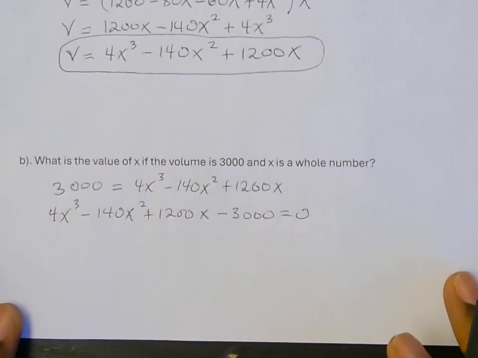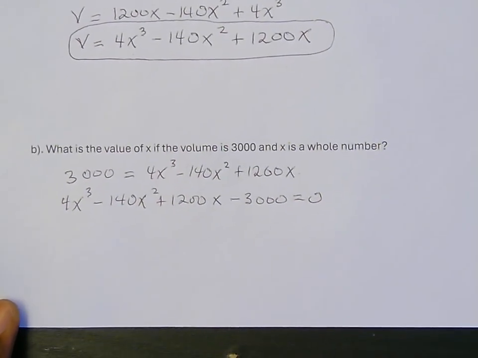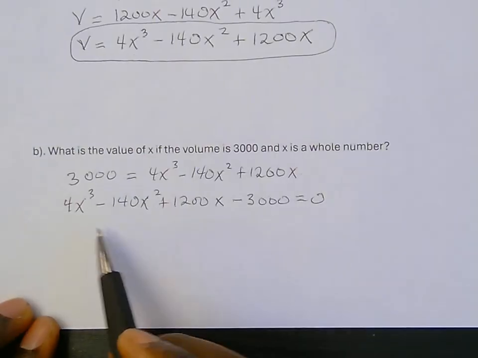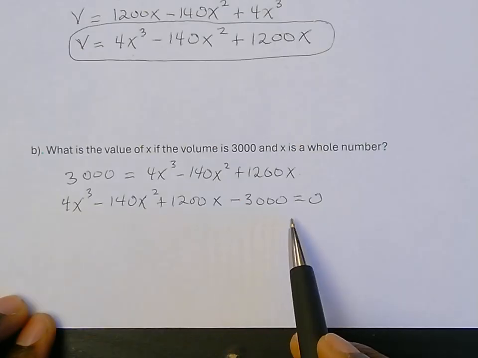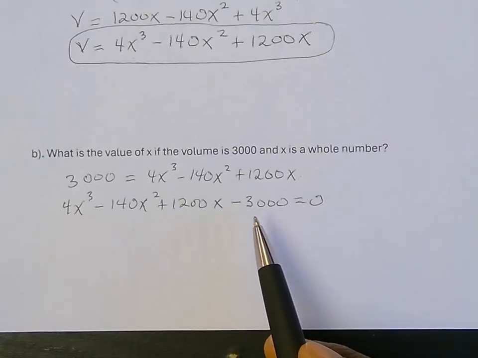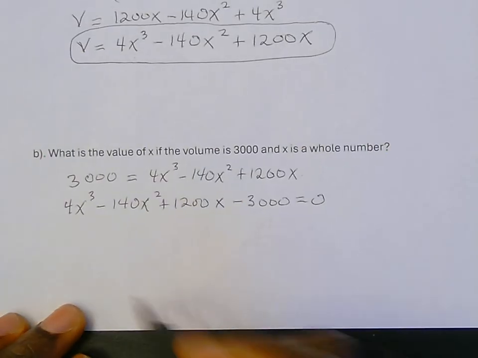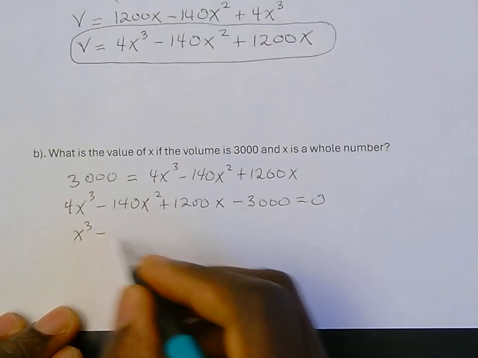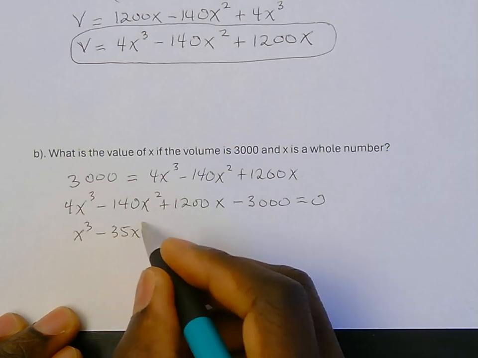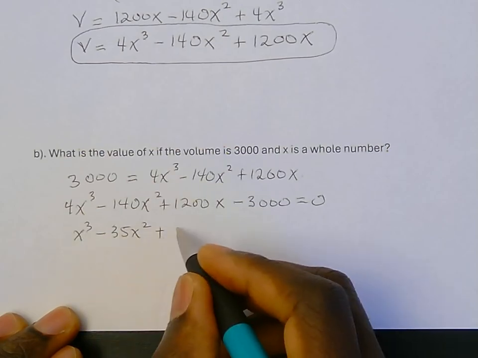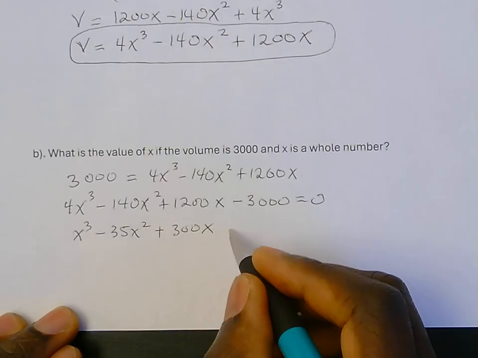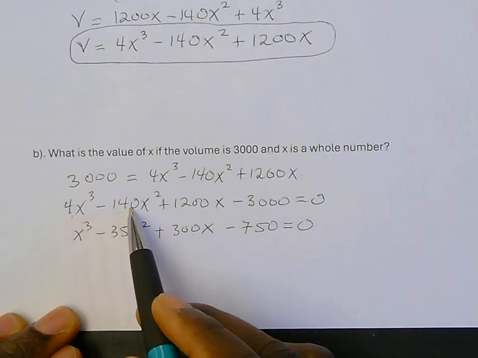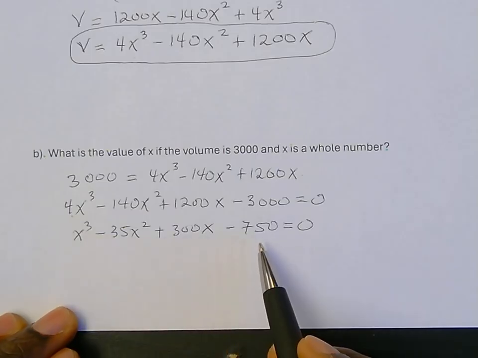So at this point, what I could do is use any of the methods we've learned in class to solve for x. But before I do that, I see that there's a GCF of 4, so I'm going to divide everything by 4 just to make the numbers smaller. When I divide everything by 4, I end up with x cubed minus 35x squared plus 300x minus 750. So all I did was divide all these terms by 4.